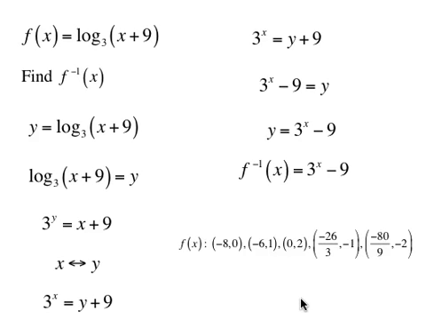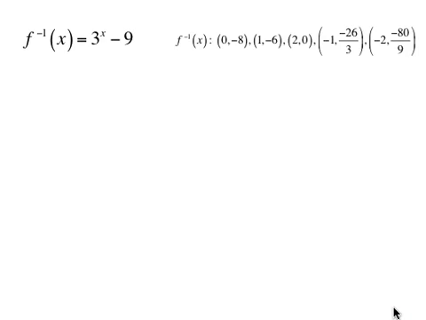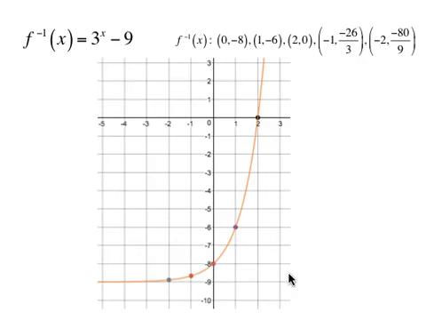Now regarding graphing it, we had these points for f of x. If you want to graph f inverse, x becomes y, y becomes x. Just switch the order. That's how we can graph f inverse of x. So there are our points, and that's what they look like when we graph those things on the coordinate plane. And there it is when it is connected.